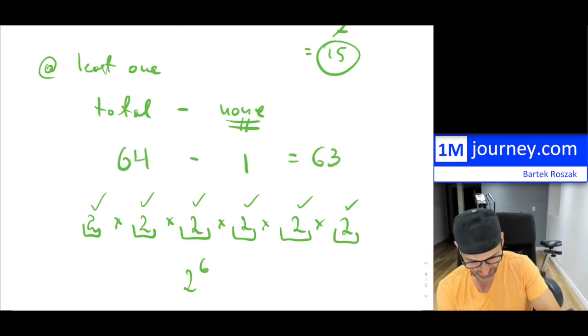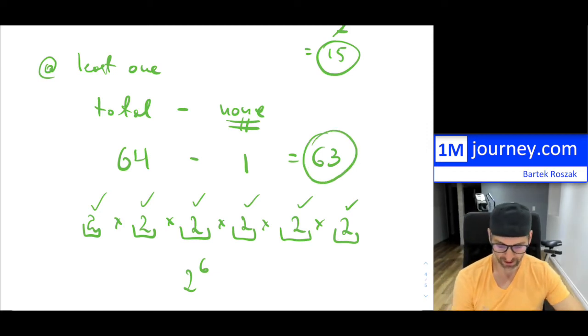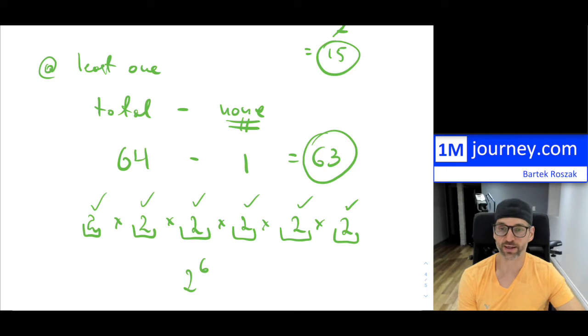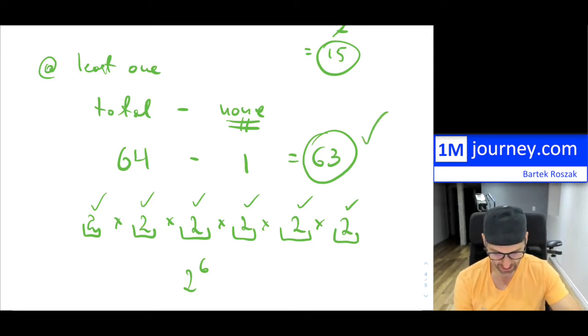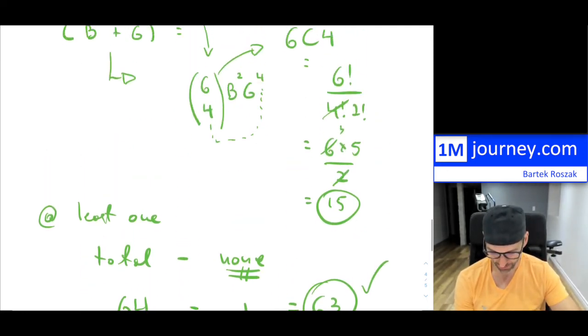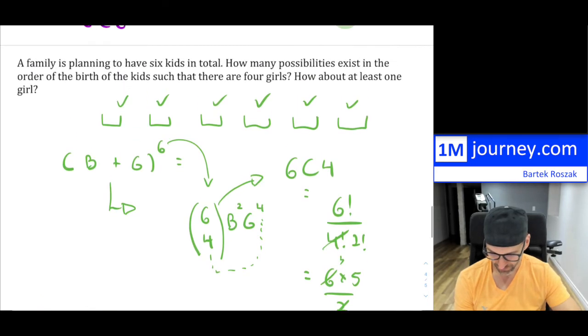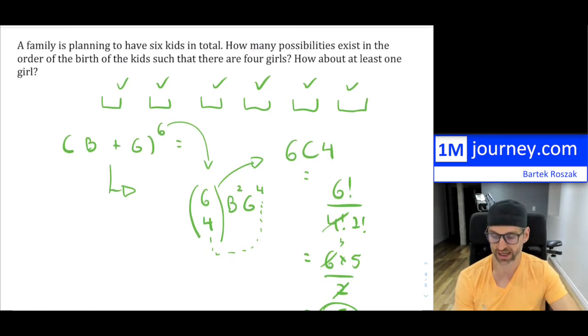So 63 with at least one girl. Okay, so that's what would have happened. So that, you know, at least one girl means one girl, or maybe two girls, or three girls, or four girls, or five girls, or all the girls. So that's how we would set that up. Okay, so there you go. It's another counting one for you with possibilities. Okay, thanks for watching this one.